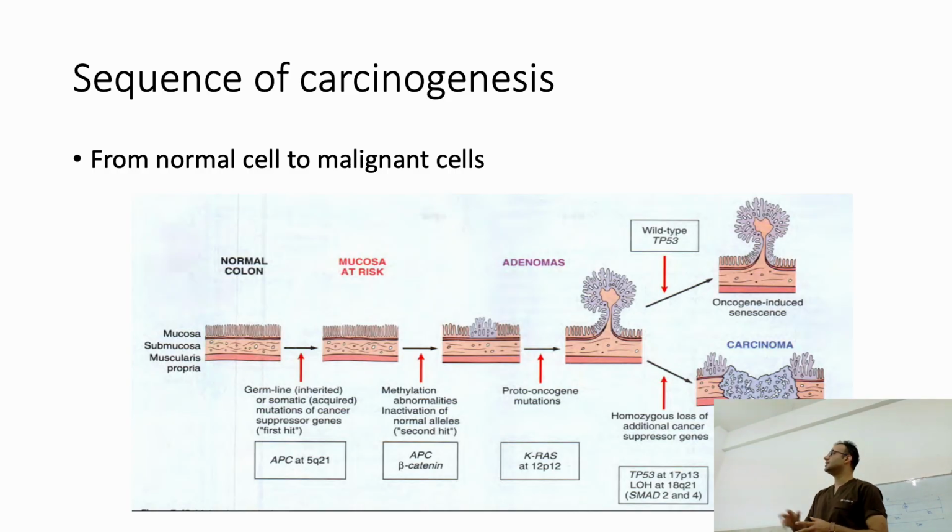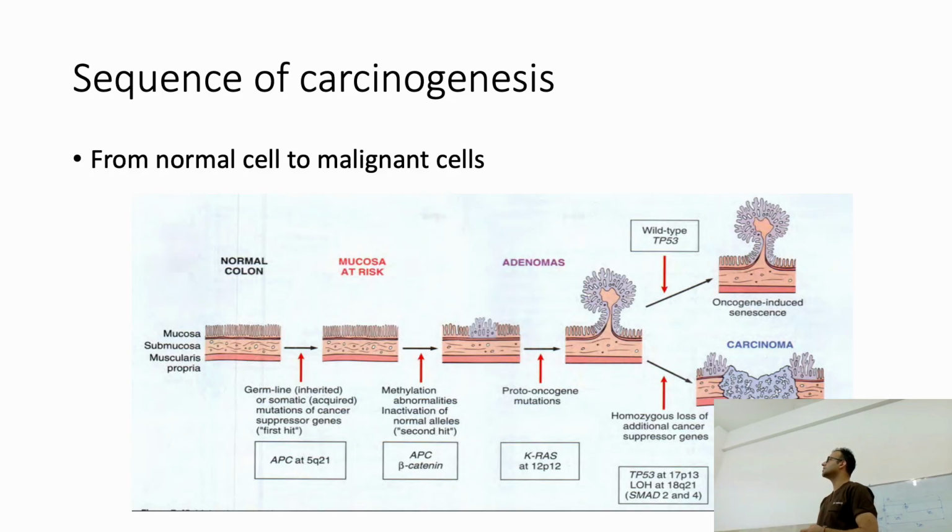That is, a normal cell will undergo a genetic rearrangement. In this case, there is an APC gene at 5q21, and it is the first hit. It will put the mucosa at risk. And then come further methylation abnormalities. These methylation abnormalities, also known as epigenetic abnormalities, I'll discuss on the next slide. So the methylation abnormalities by APC or beta catenin will start the proliferation of the mucosa at risk.